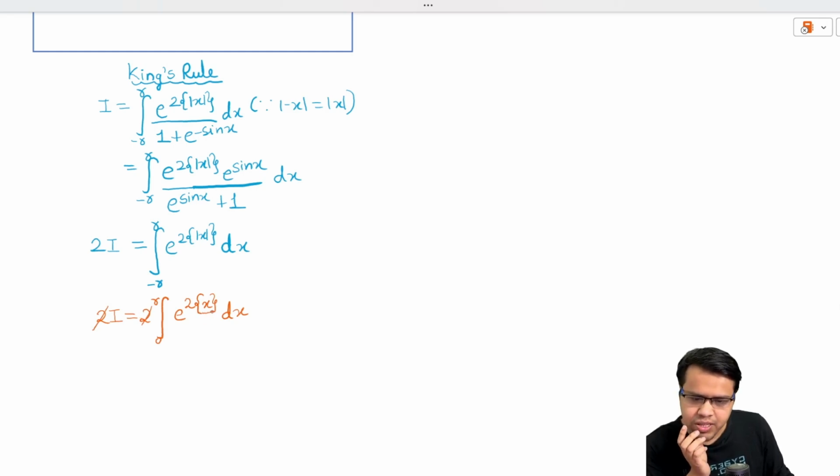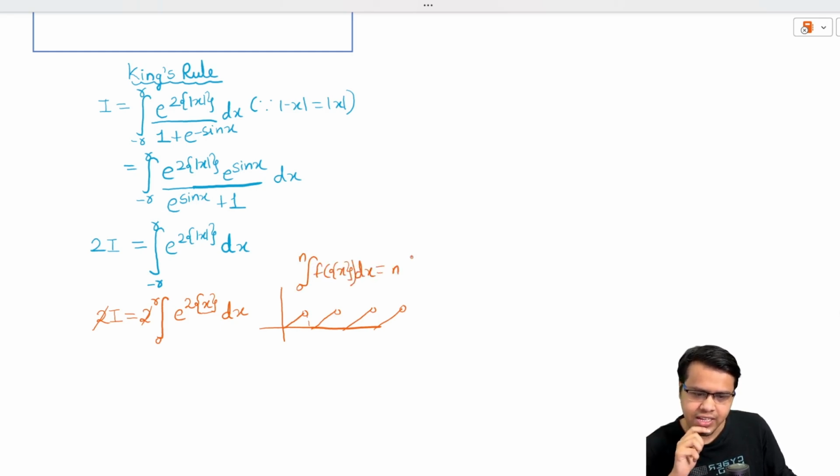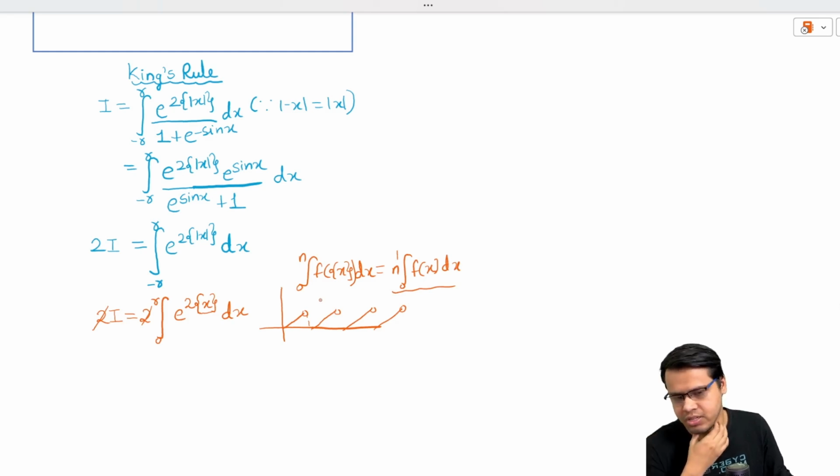Now we have to somehow eliminate the fractional part. If you notice, the fractional part is actually a periodic function, like its graph is like this. And if you want to evaluate from 0 to n, some integer, the integral of f of fractional part dx is the same as n times the integral from 0 to 1. This is a famous periodic property, because the fractional part is periodic with period 1. F of fractional part is also periodic with this.